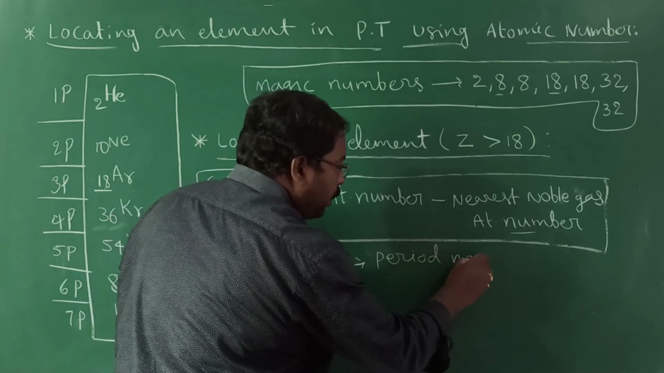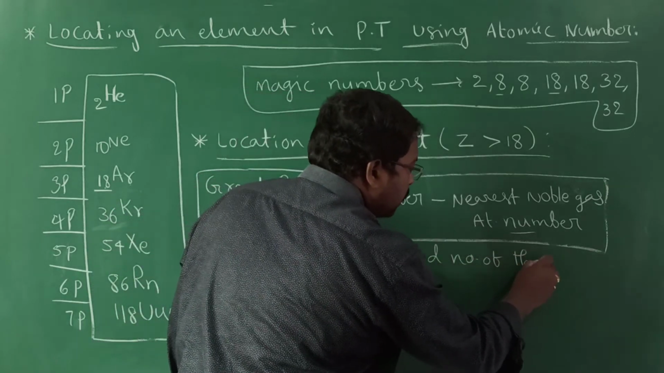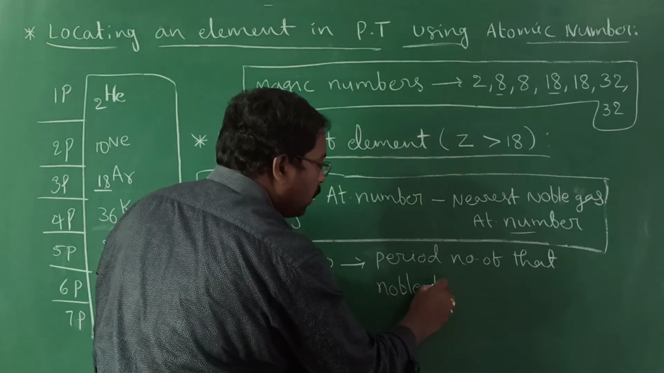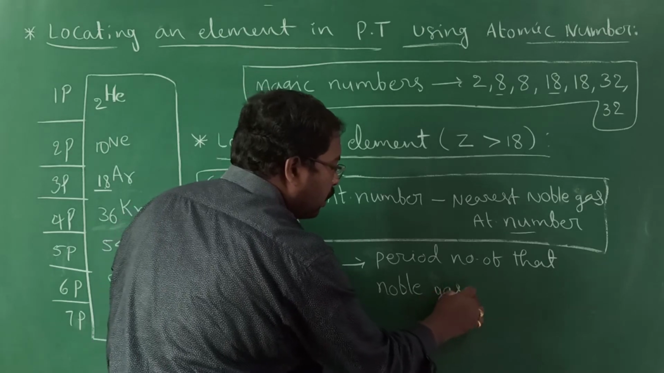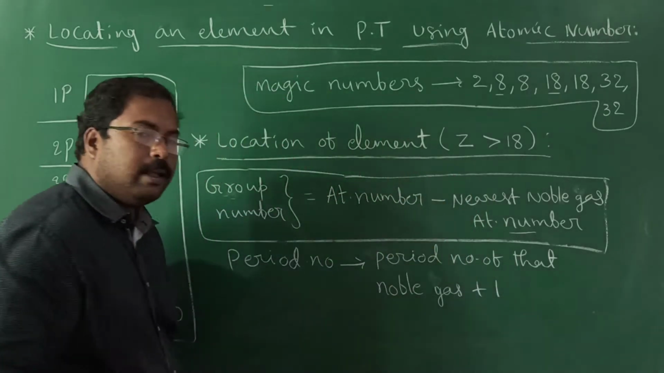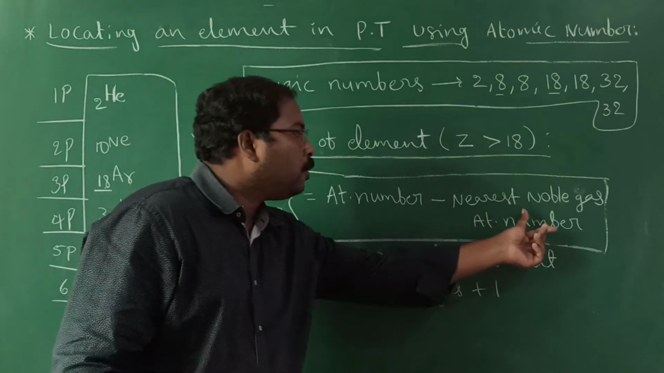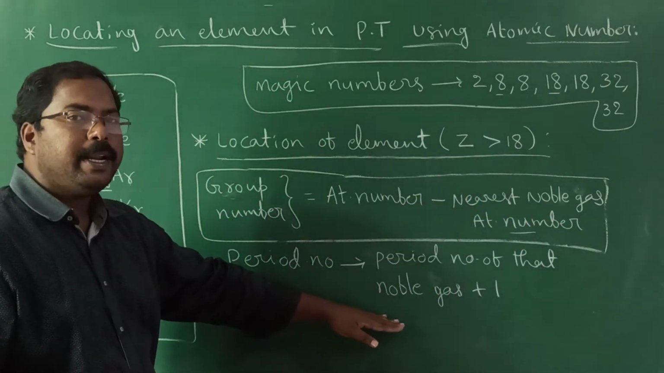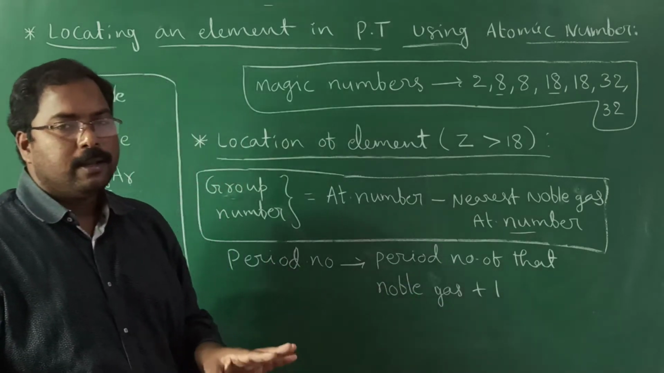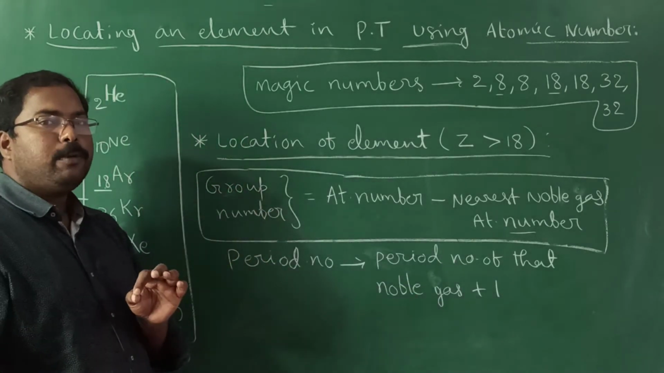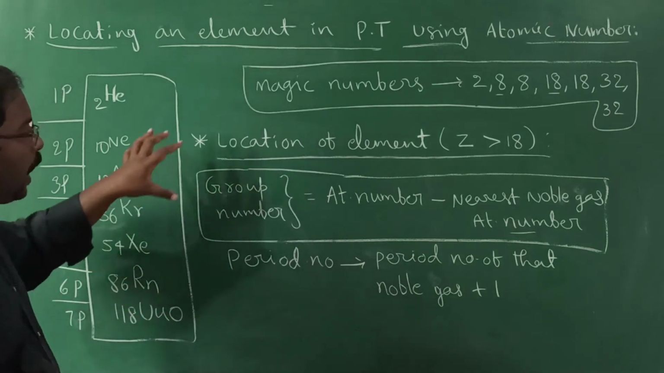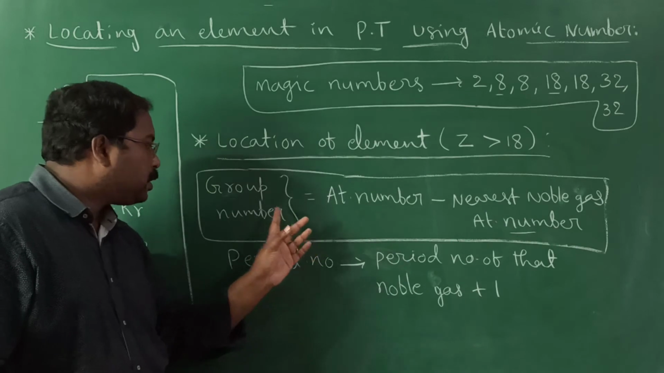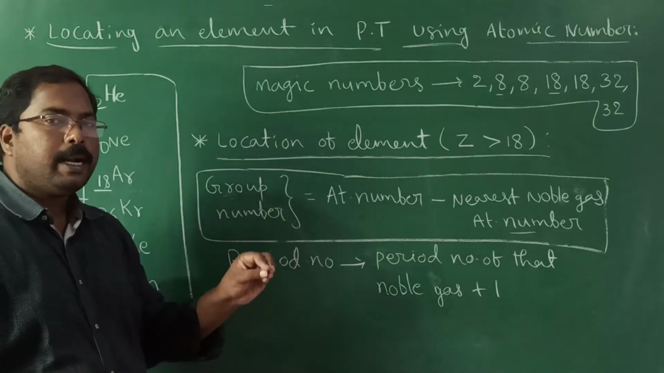The period number of that noble gas plus 1. That noble gas means whatever noble gas we used here, so that noble gas's period number plus 1. Why we are adding plus 1, you will come to know after doing some examples. So remember these 2 points: how to find the group number and the period number.